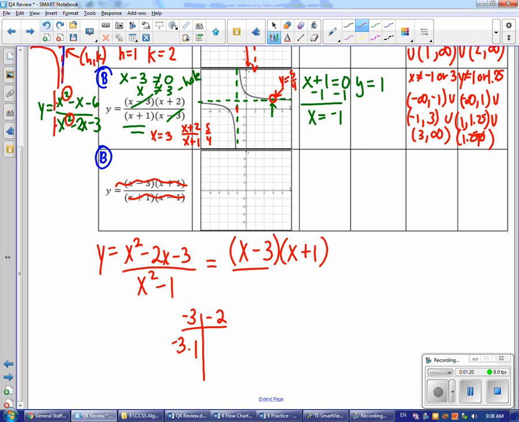And in my denominator, if you recognize, that's just the difference of squares. So I'm looking at the root for both x squared and 1. And so I'm going to have x minus 1 times x plus 1.